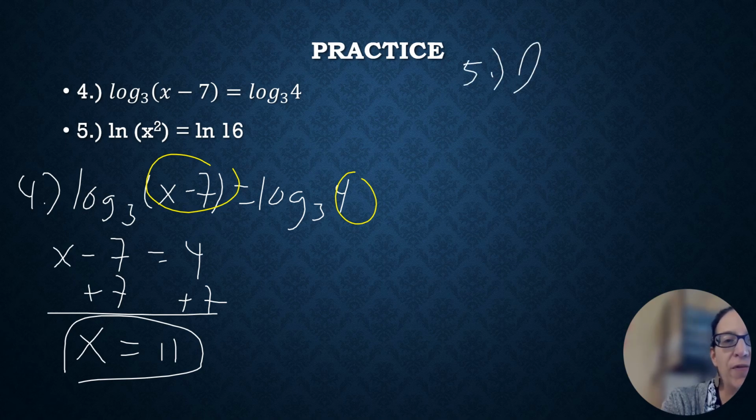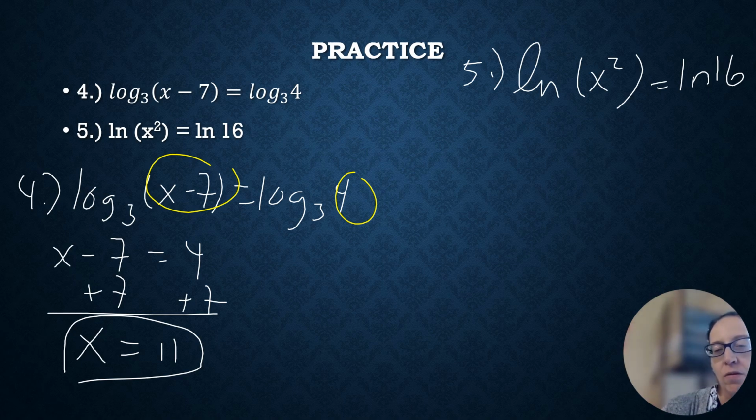In problem number 5, we have the natural log of x squared is equal to the natural log of 16. I was thinking of a possible strategy to use there. All right, so in this one, we would have x squared is equal to 16.